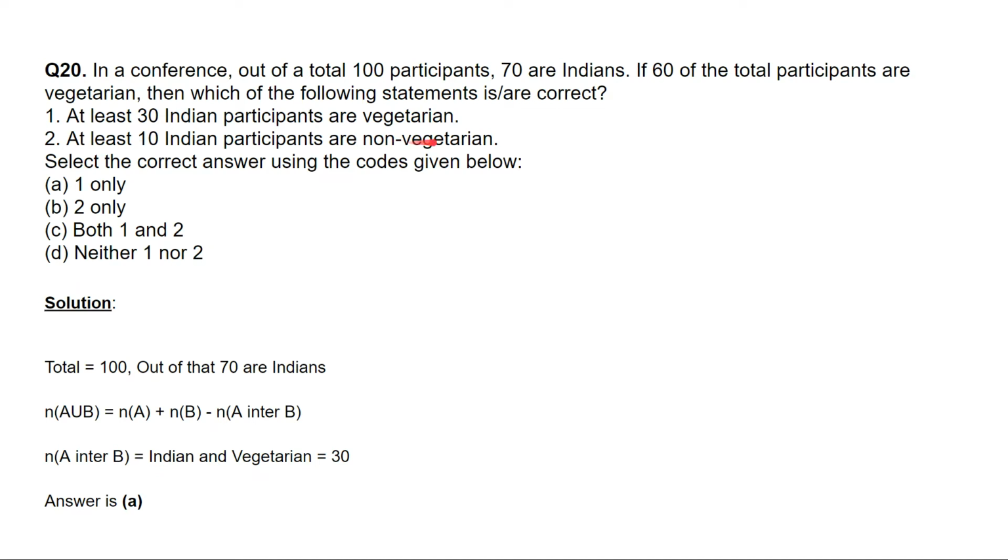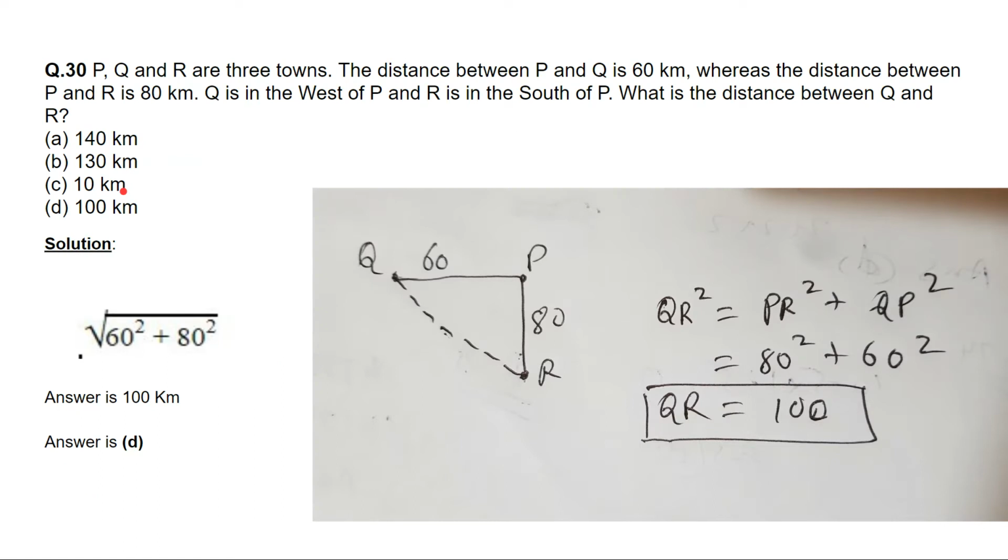Okay, so this first one is correct. We have no information about the non-vegetarians in this question. They have given nothing about the non-vegetarians, so we cannot make an assumption. So we will go with the first one only. So the answer is A here.